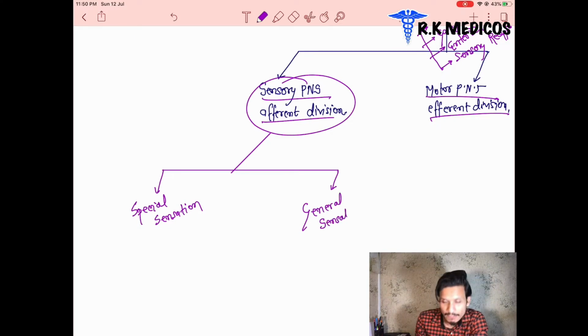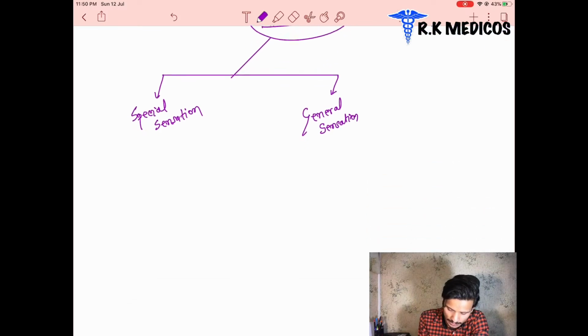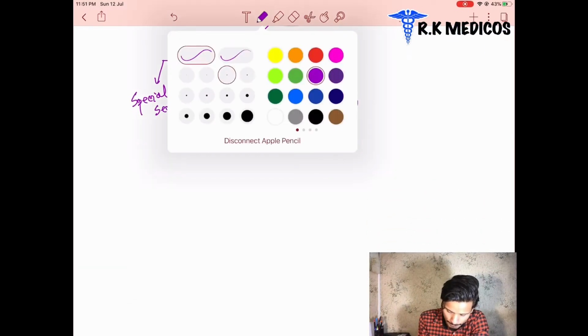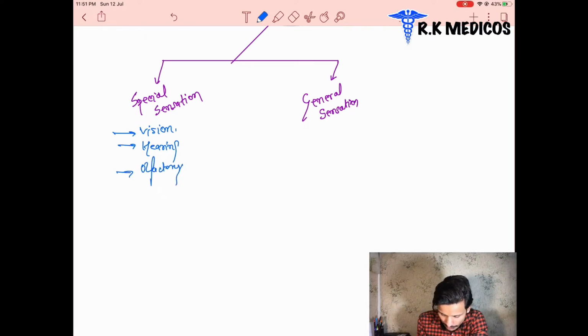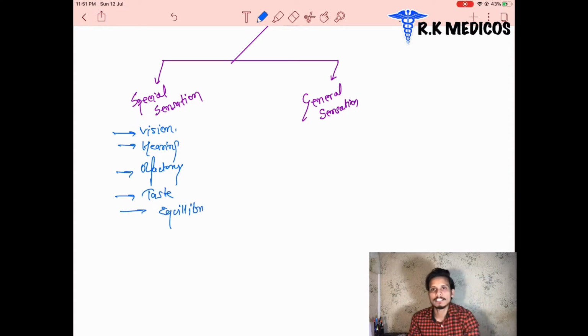And what are the special senses, do you know? We can say the special senses are vision, hearing, olfaction, taste, and equilibrium. These all are the special senses.